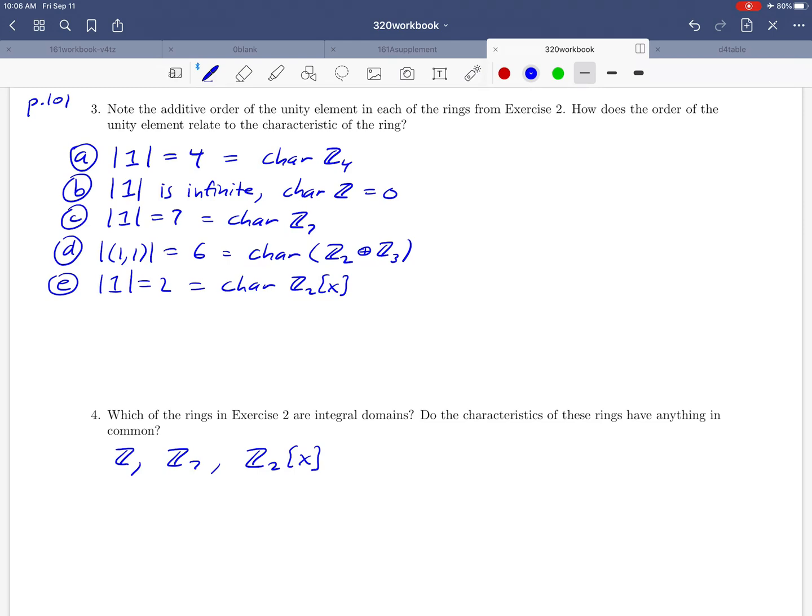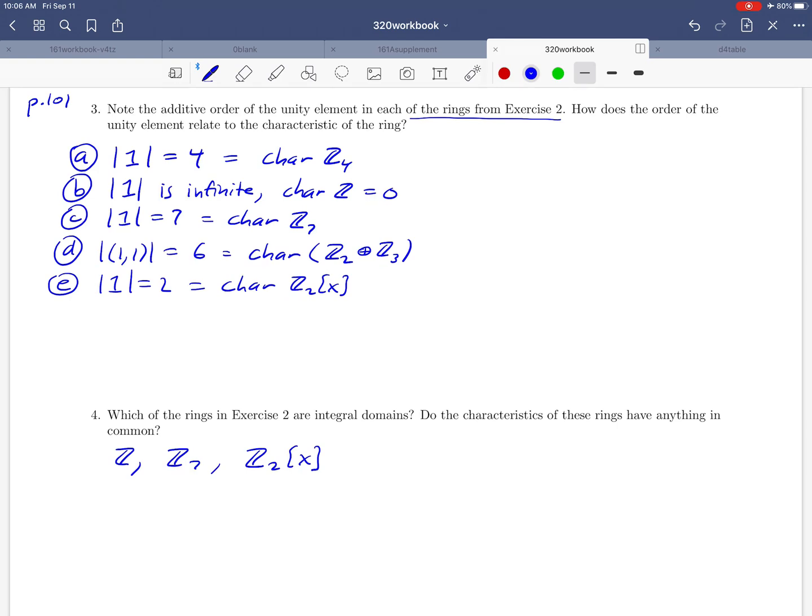Okay, so I'm hoping that by now you've already made an attempt at these exercises, maybe taken a few minutes to check your solutions. Let's talk through the results of exercise 3. They asked us to go back to exercise 2 and look at each of those rings and figure out what the additive order of the unity element was in each of those rings. Supposedly there's a relationship between that and the characteristic of the ring.